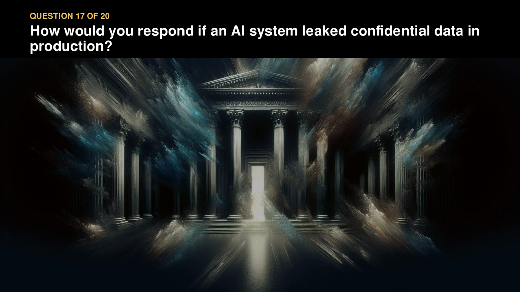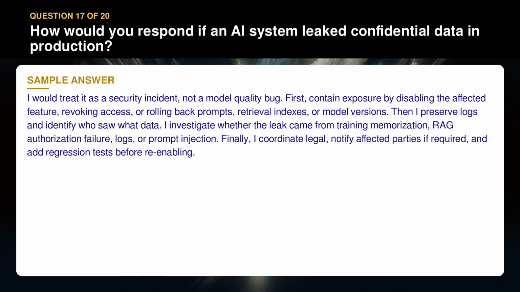Question 17. How would you respond if an AI system leaked confidential data in production? I would treat it as a security incident, not a model quality bug. First, contain exposure by disabling the affected feature, revoking access, or rolling back prompts, retrieval indexes, or model versions. Then I preserve logs and identify who saw what data. I investigate whether the leak came from training memorization, RAG authorization failure, logs, or prompt injection. Finally, I coordinate legal, notify affected parties if required, and add regression tests before re-enabling.